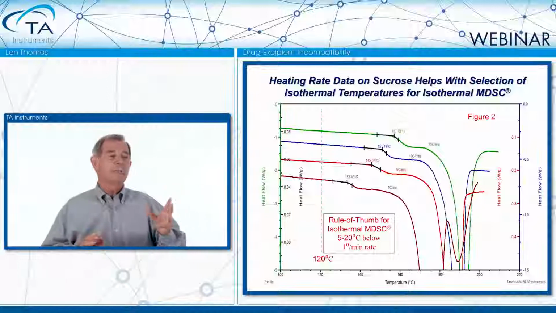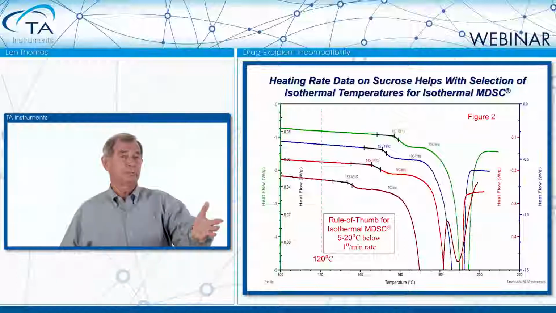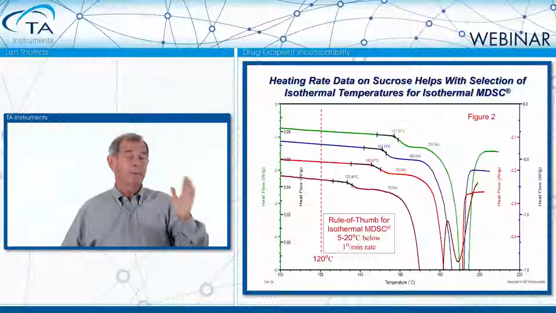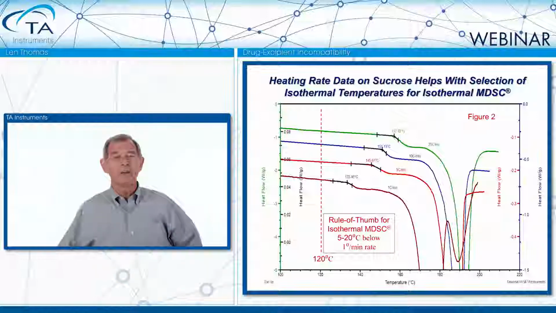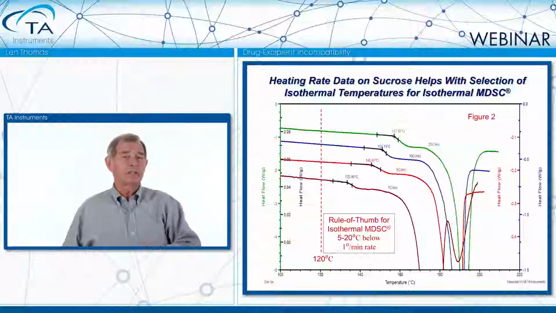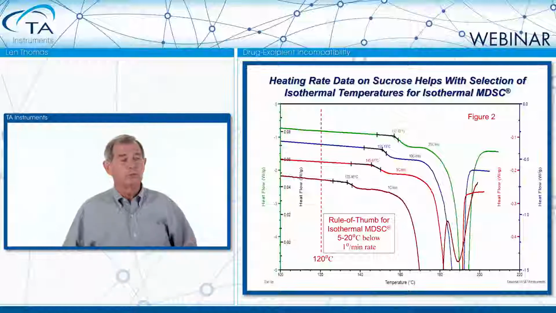But here's the biggest benefit, I think, of this slide. Once you have the data for your 1 degree per minute experiment, whether that be the material, the drug by itself, the excipient by itself, or the mixture, once you have that 1 degree per minute data, if there's apparent melting, the rule of thumb is, and this is my rule of thumb, it's a guideline, pick your isothermal modulated DSC temperatures in the range between 5 and 20 degrees below that 1 degree per minute data. So that's going to put you down where that vertical 120 line is shown.